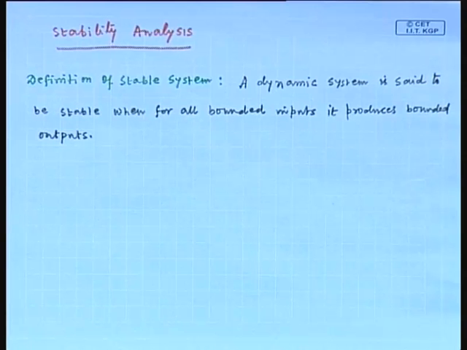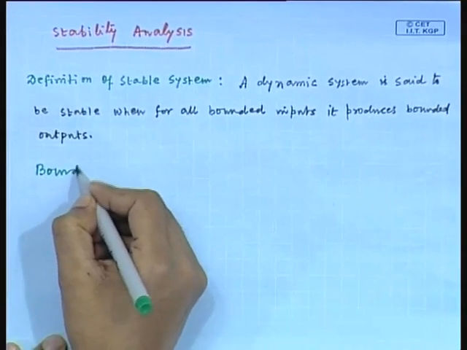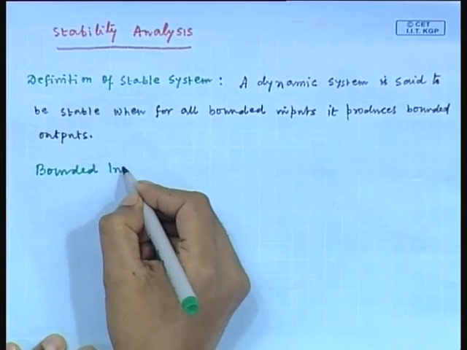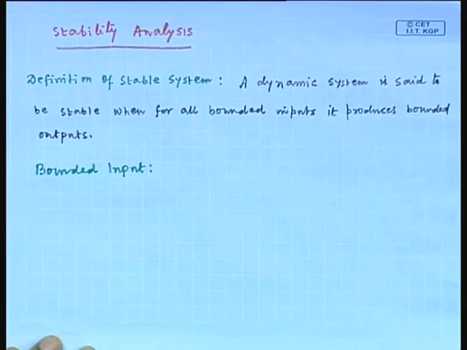See, here two new terms are involved in this definition. One is bounded input, another one is bounded output. These are quite new. So next you will know what is bounded input. Bounded input is an input that remains within an upper limit and a lower limit.